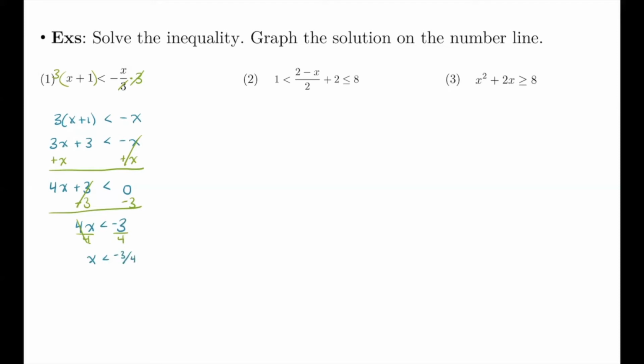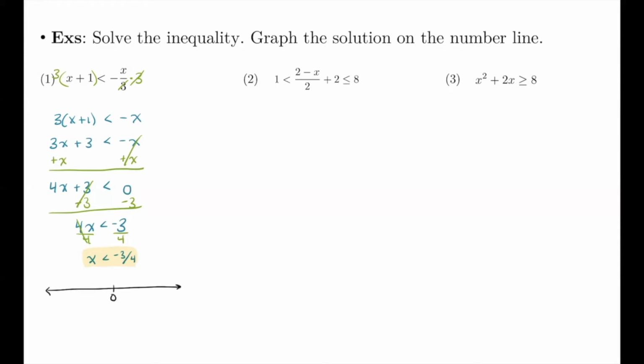All right, so here is the solution to the inequality that we started with. It has the same meaning as the one that we started with, except it's simpler, right? This gives us an idea of what values would make this original inequality true. So let's graph this on the number line and then use that number line graph to make our interval notation.